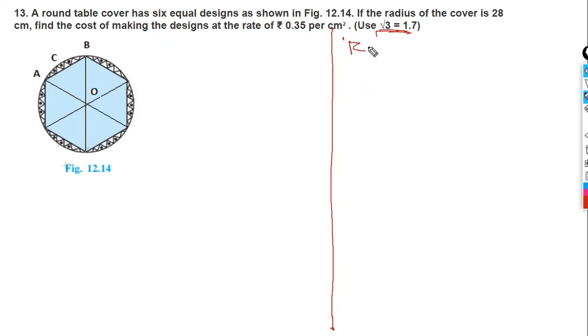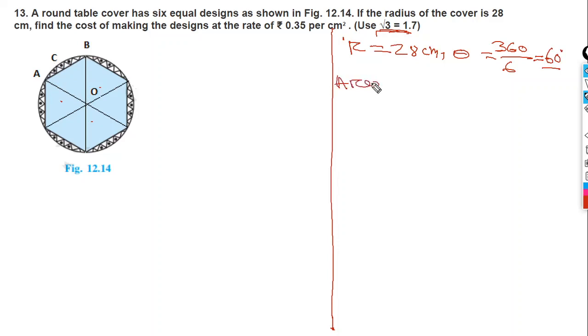Okay, so here radius R is equal to 28 cm. Then we can find theta. Theta will be equal to, look at it, how many same types of design are there? 1 to 6 types. So we can divide this circle into 6 equal sectors, 1 2 3 4 5 6. So theta will be 360 divided by 6, which will be equal to 60 degrees. Okay, so first we will find the area of OACB sector.